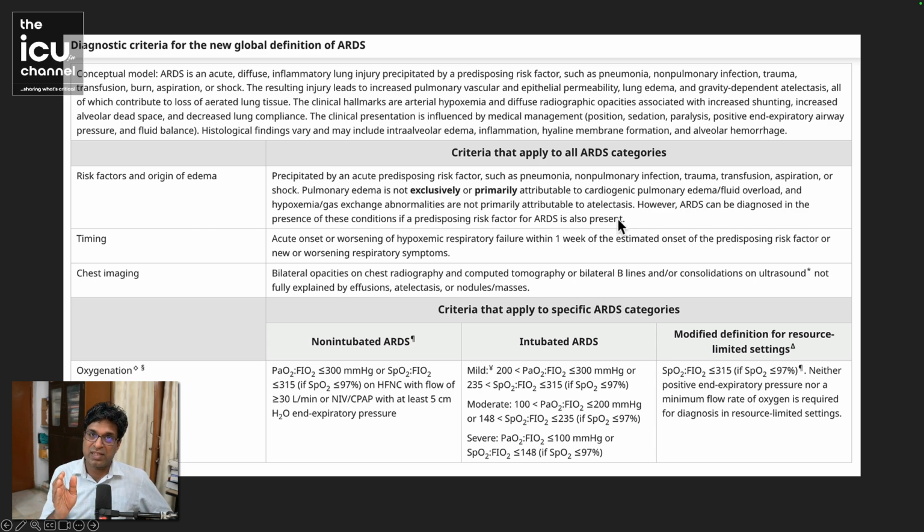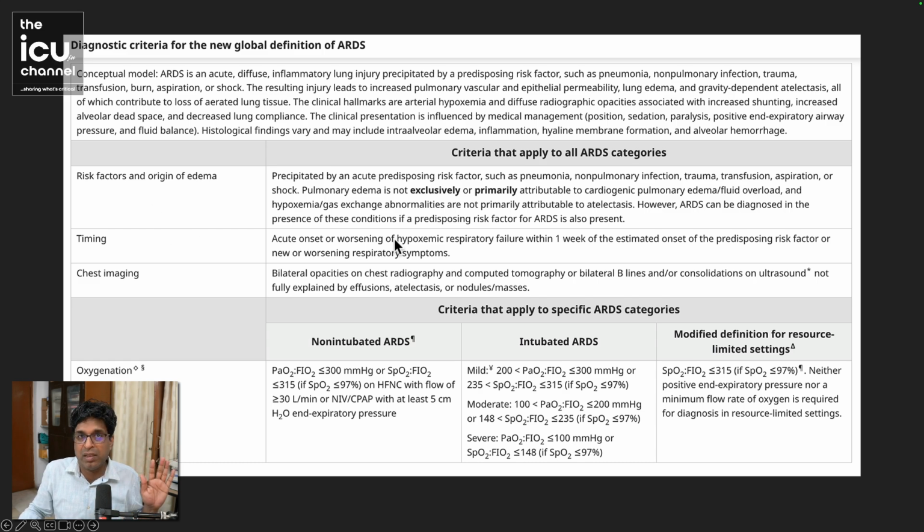So now ARDS can be present along with cardiogenic pulmonary edema or fluid overload, where you can say that no, this condition is not explainable by cardiogenic pulmonary edema or fluid overload. There has to be something else other than these factors, and we have a risk factor present for that. So this is the first thing, that there has to be a risk factor, and the origin of edema can coexist with cardiogenic or fluid overload. So there has to be non-cardiogenic pulmonary edema due to a certain risk factor.